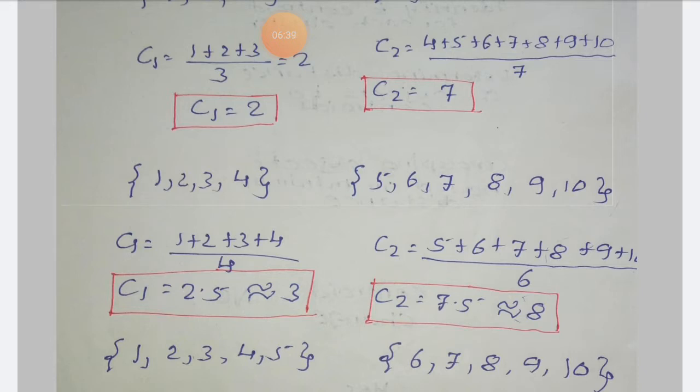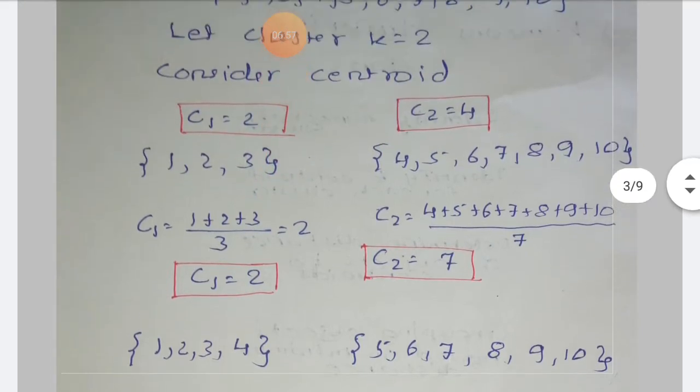Now compare this C1 and C2 with the previous C1 and C2. Is it the same? No. Previous C1 was 2, now the new C1 I am getting 3, and C2 was 7 and the new C2 I am getting 8. That's why again follow the same steps.